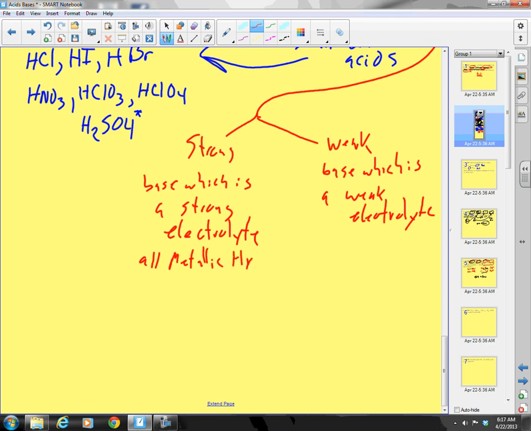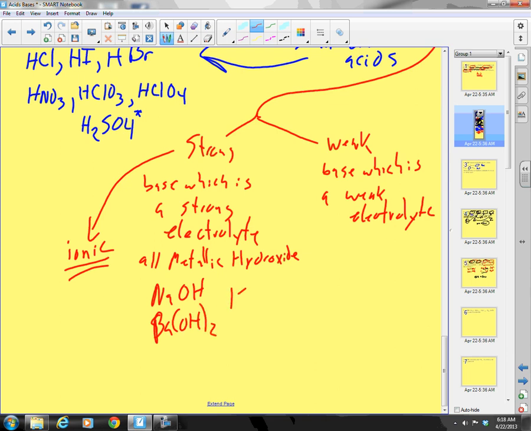Now, there's some debate among my colleagues that, well, it's really group 1 or group 2 hydroxides. Other people say it's all hydroxides because remember, strong electrolytes are what? Any ionic compound, and all of my hydroxides are going to be ionic. So these guys are all strong electrolytes, so they would be strong bases.